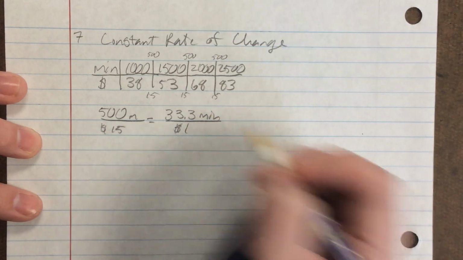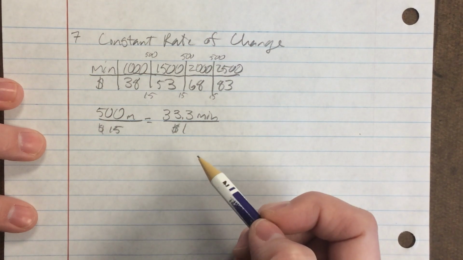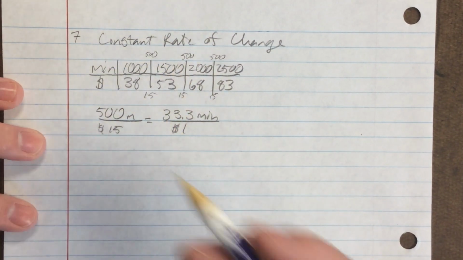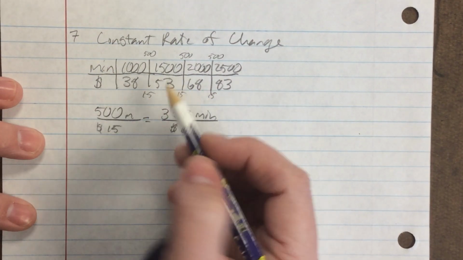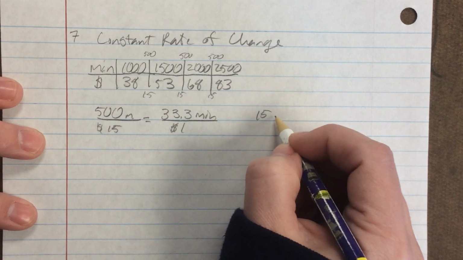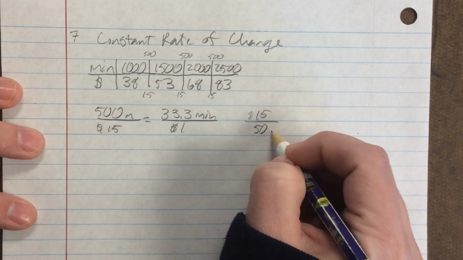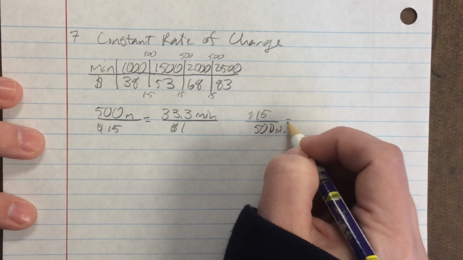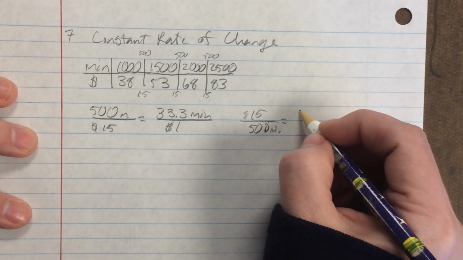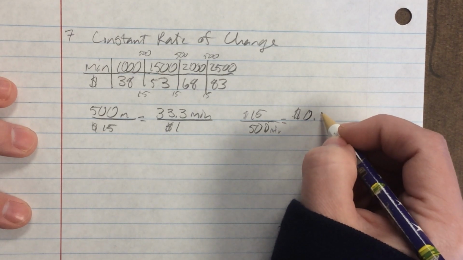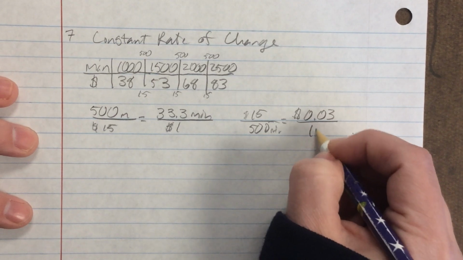But that feels a little bit weird, right? We don't usually say stuff per dollar. And so usually we would want to find out how much 1 minute costs, in which case we want to put the minutes in the bottom. So we'll put $15 over the 500 minutes. Okay, and then we'll do that division because we'll get a totally different number. If we do this division, it turns out that each minute costs about 3 cents.